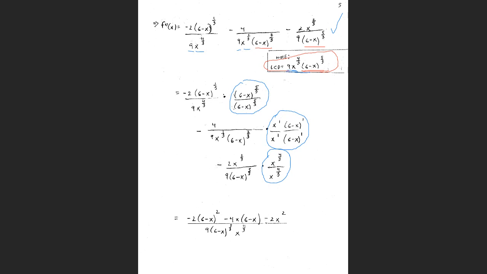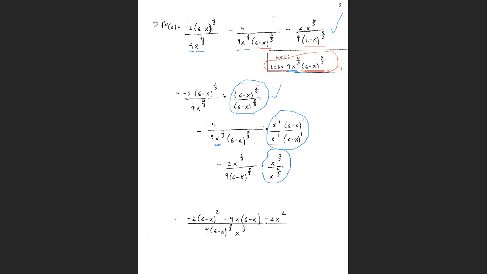So I think for the first fraction, it's easy to see. I have to multiply by the circled expression there. For the second fraction, I have x to the third in the denominator. I need x to the 4/3, so I'm going to have to multiply. I'm going to need an x to the first, because x to the first times x to the third is x to the 4/3.